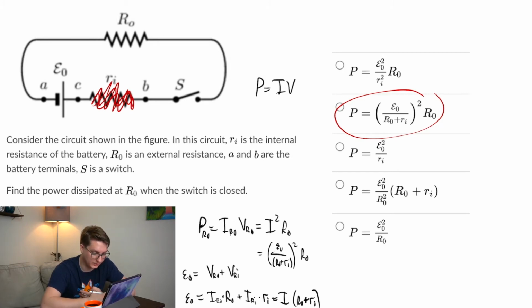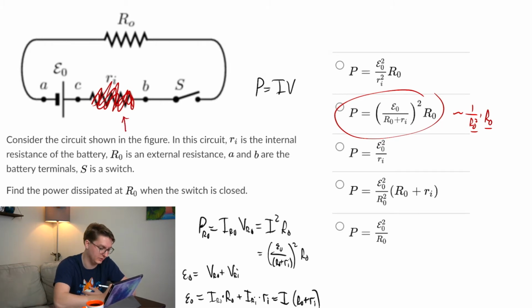Well, when R naught's really small, you have something that goes as 1 over R naught squared times R naught. So the thing on the bottom is going to go way faster than the thing on the top. So essentially the power is going to go to 0 because most of the power is going to end up dissipating here instead of here. So I think a lot of these are implying that this answer makes sense. Okay, we should move on.